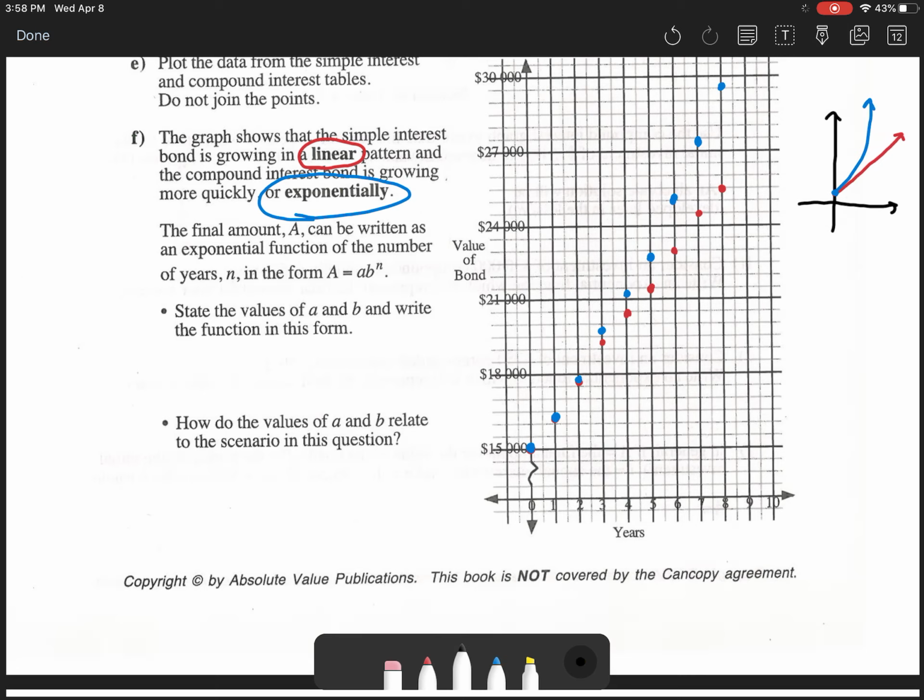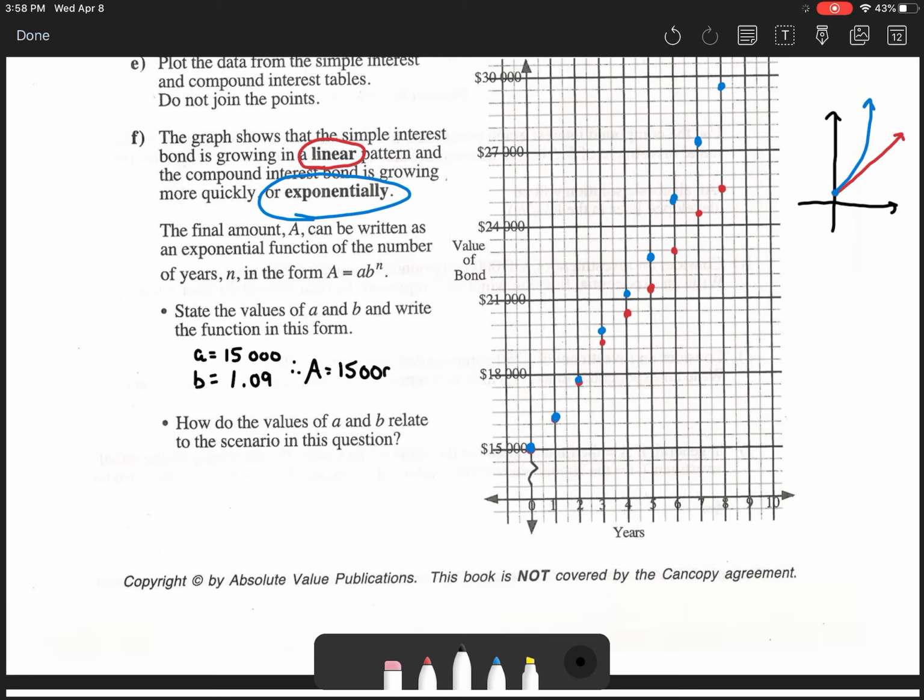It says the final amount A can be written as an exponential function of the number of years n in the form A is equal to ab to the n. State the values of a and b. So the value of a will simply be 15,000. That's your initial amount that you're investing, and b is the 1.09.